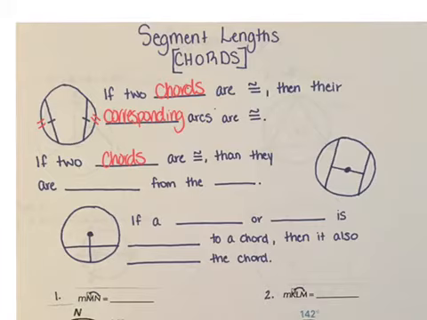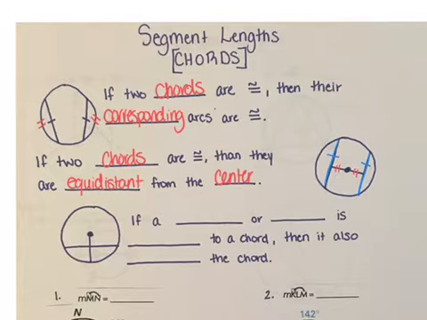Another one that we're going to check out is if two chords are congruent, then they are equidistant, meaning equal distance from the center of the circle. So we have these two chords, this chord and this chord, they are congruent, so therefore they are also equidistant from the center of the circle.